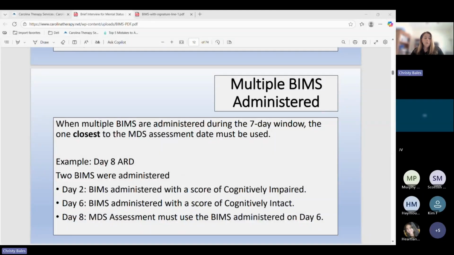So for an example, 2 BIMS were administered. Day 2, BIMS administered with a score of cognitively impaired. Day 6, it's cognitively intact. MDS must use the BIMS given on day 6. So just be careful. I haven't heard that any of that has been happening. But we may want to do another BIMS. They may decline and we may want to capture that.